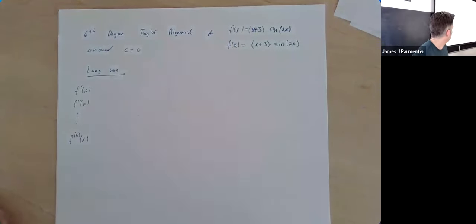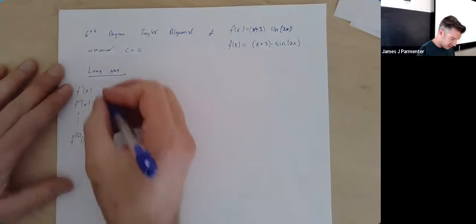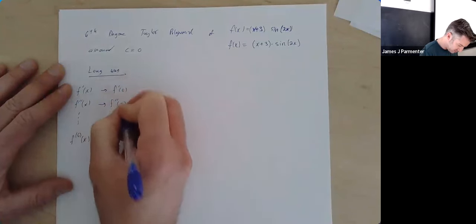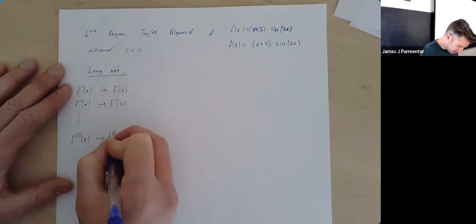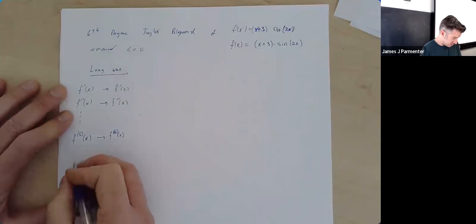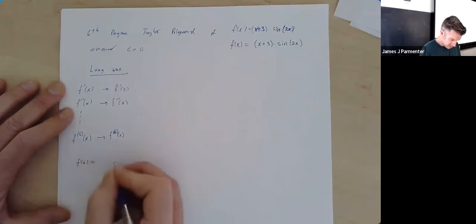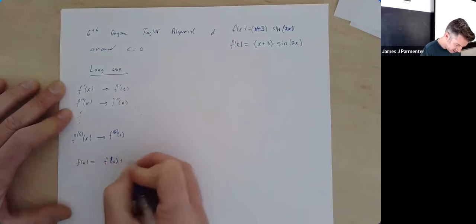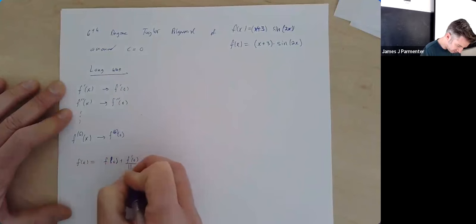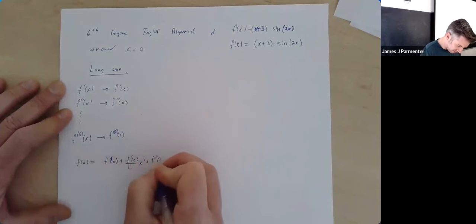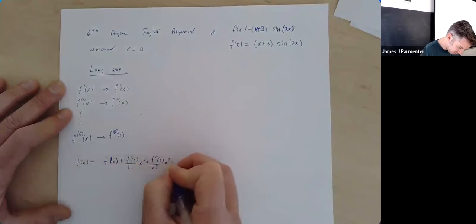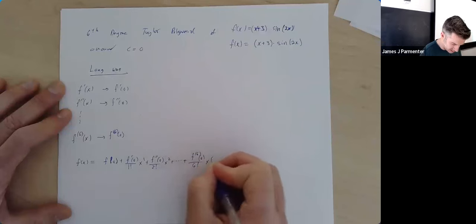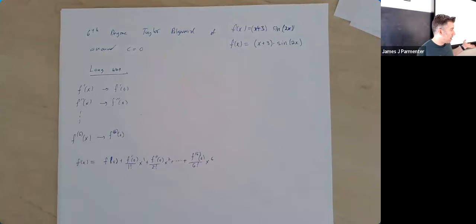Okay. So if you could find all the derivatives and then plug in all the centers, you'd have f prime of 0, f double prime of 0, etc. And if you're doing this the long way, your Taylor polynomial is going to be f of 0, plus f prime of 0 over 1 factorial times x to the first, plus f double prime of 0 over 2 factorial times x squared, plus all the way to the sixth derivative evaluated at 0 over 6 factorial times x to the sixth. That's how you do it the long way.